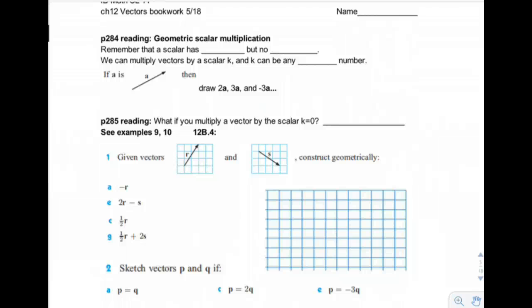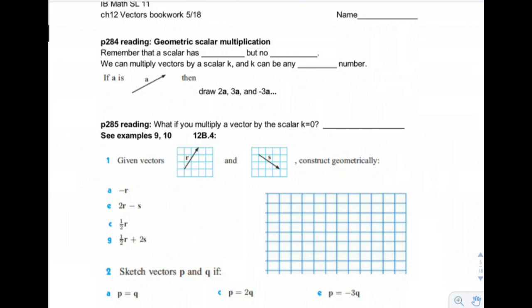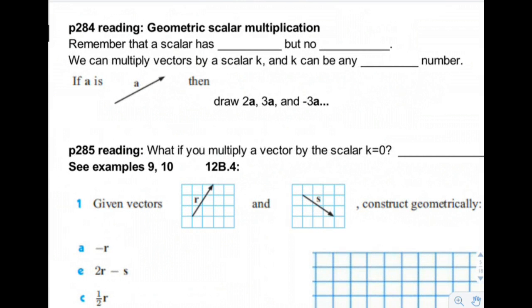Okay, page 5 and 6 of vectors. Remember that a scalar is kind of the opposite of a vector. A scalar has magnitude, but no direction.